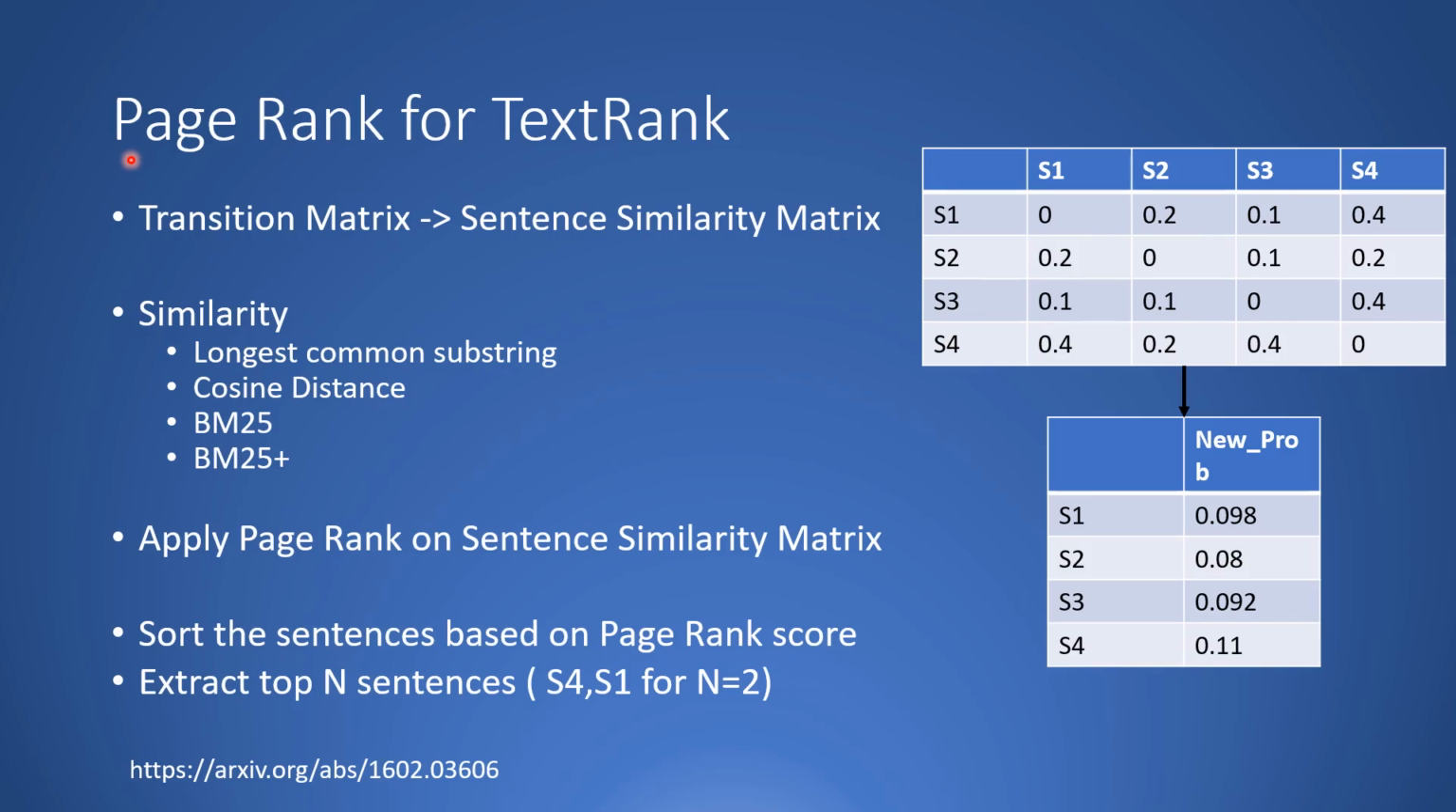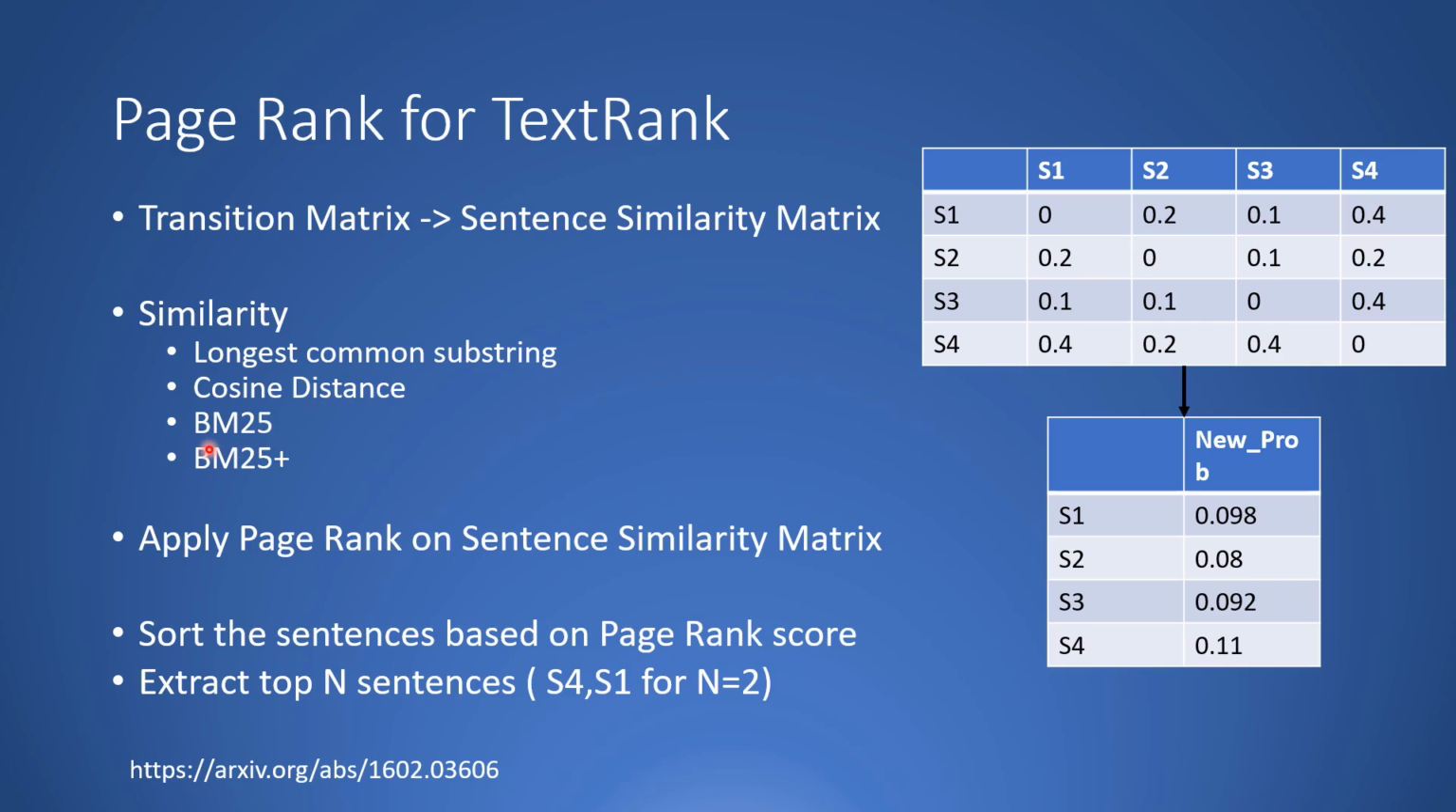Now let us look at how we can use PageRank for the TextRank algorithm. In PageRank, we had a transition matrix representing the links between the pages. Here we have a sentence similarity matrix, which looks like this. We have four sentences, S1, S2, S3, S4, and this is the similarity value between these sentences. We can compute this similarity value using the longest common substring. We can use cosine distance. We can use the number of common words present in both sentences.